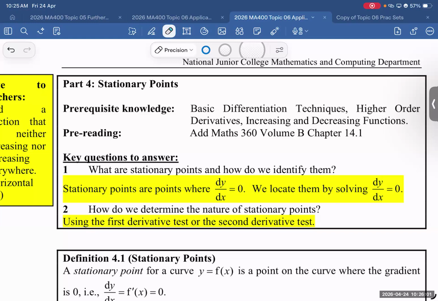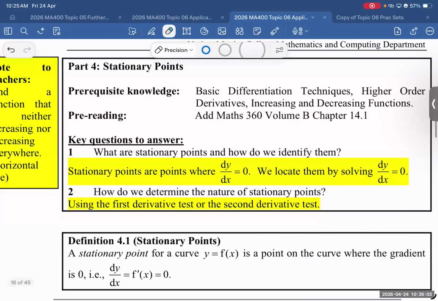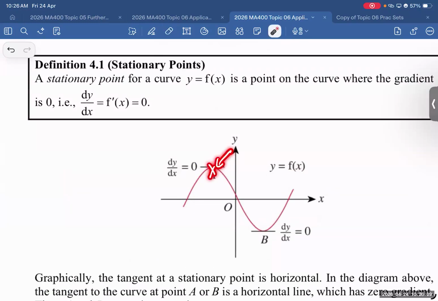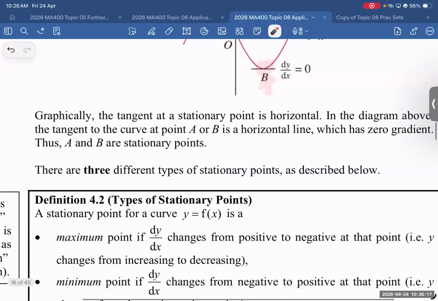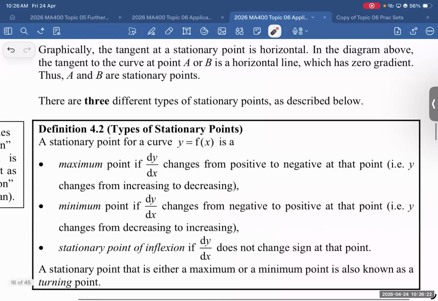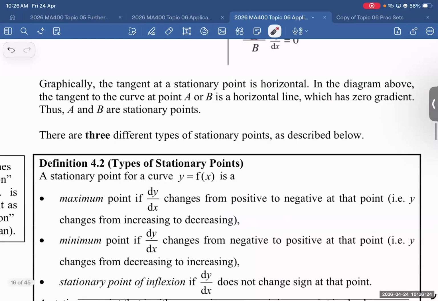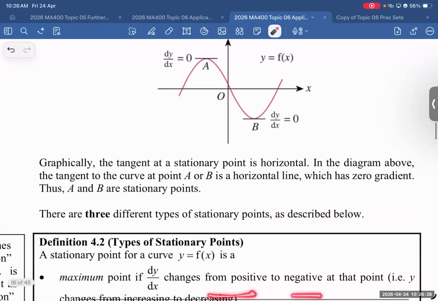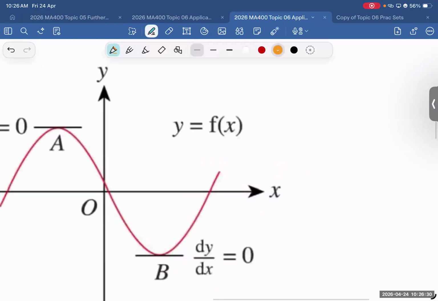Okay, so a stationary point. Basically, this, we call this what kind of point? Maximum point. So this is a maximum point, and this is a minimum point. Very intuitive, I'm not telling you anything new. If you look at a maximum point, you will find that the gradient changes from positive to negative.